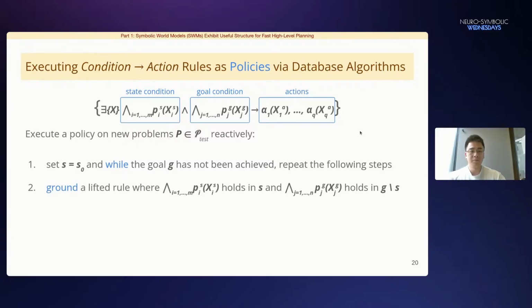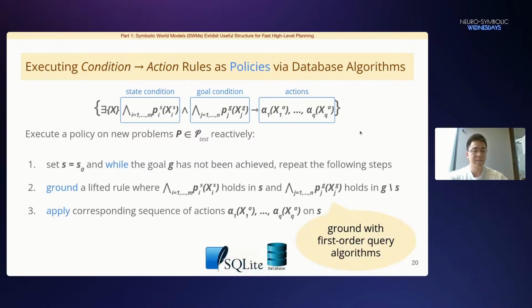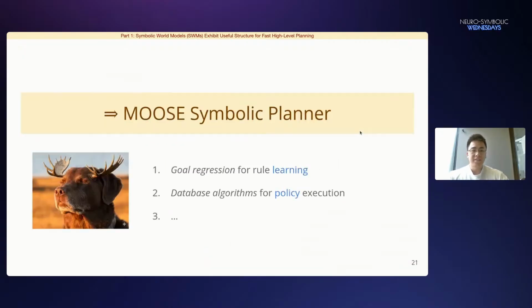First, you want to ground a rule where your state condition holds in the current state and the goal condition holds in the set of yet to be achieved goal conditions. And you simply apply the corresponding sequence of actions on the right-hand side of the rule if the condition is satisfied. The key idea here is that we can implement this algorithm using first-order database query algorithms such as SQL. And so now this gives us the Moose symbolic planner. So we have goal regression for learning rules and policies and database algorithms for executing such policies.